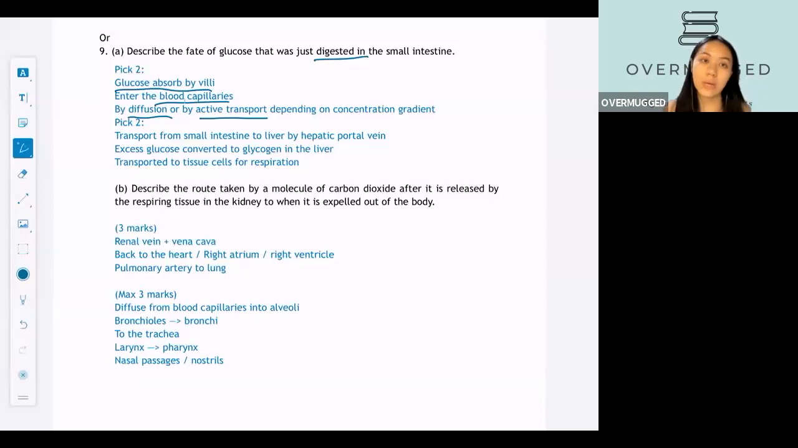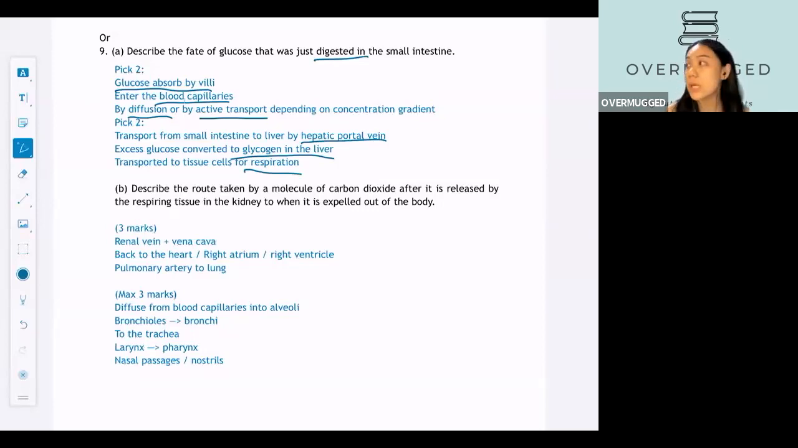Then after it is absorbed, what will happen? It will be transported to the liver by the hepatic portal vein. Excess glucose is converted to glycogen in the liver. And if it's not excess glucose, if it's the essential glucose, it will be used for respiration. Even though the angle is a bit weird, it's a very straightforward answer. But the next question may be a little bit trickier.